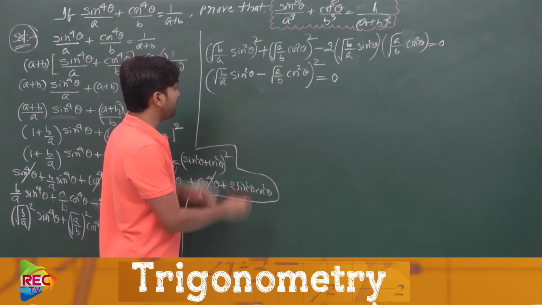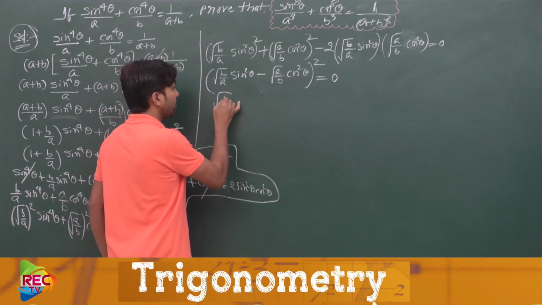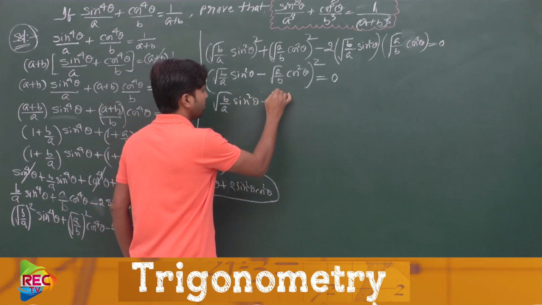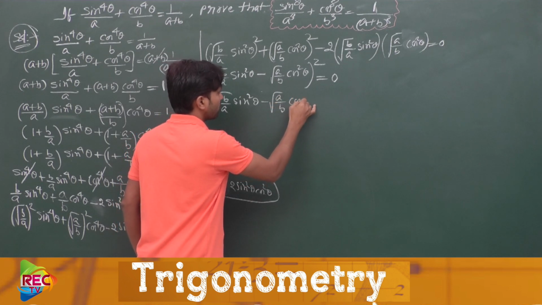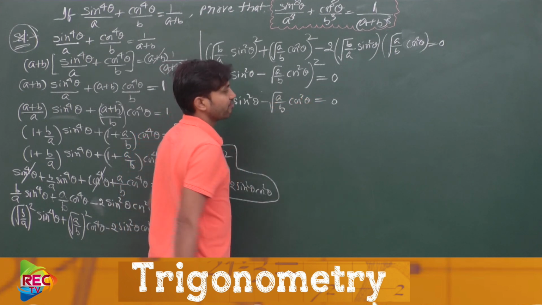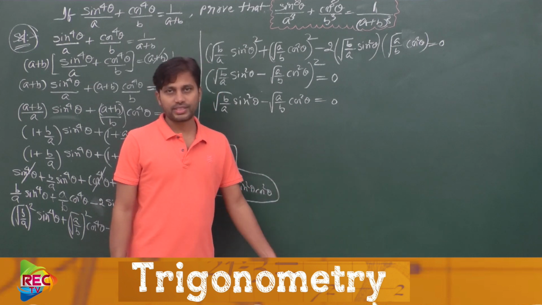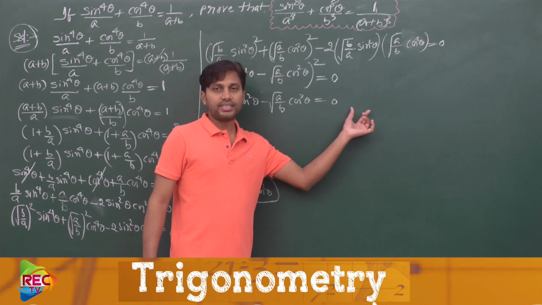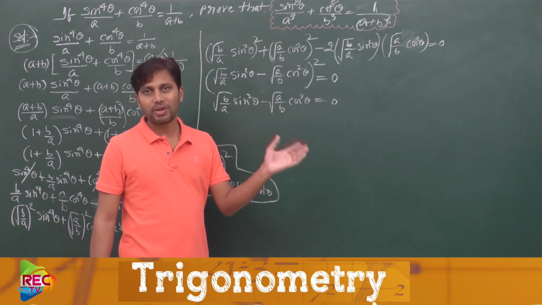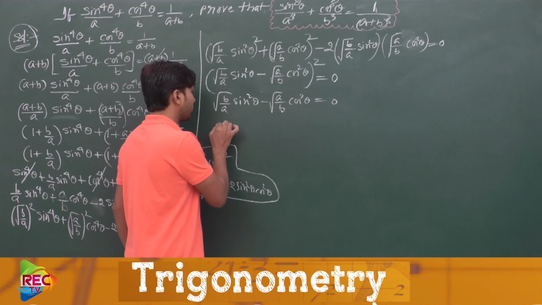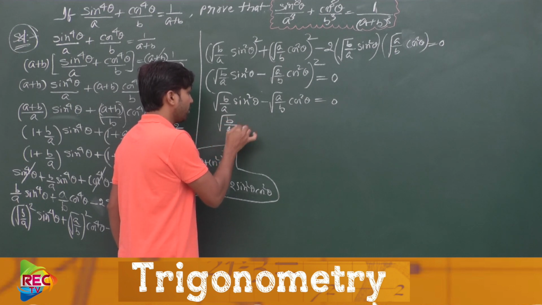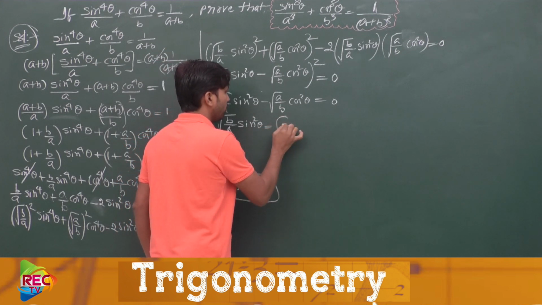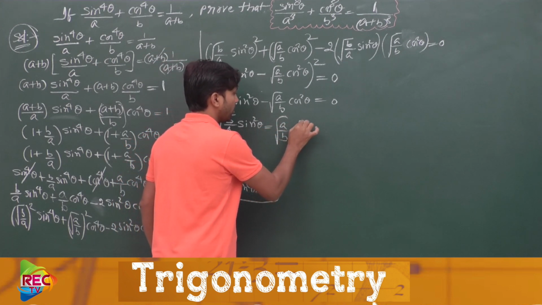So here we can write down what? Root b by a sin square theta minus root a by b cos square theta equal to 0 on applying the square root on both sides. So now bring this term to this side, then sign is going to be changed to plus. Okay, so what happens? Root b by a sin square theta equal to root a by b cos square theta.